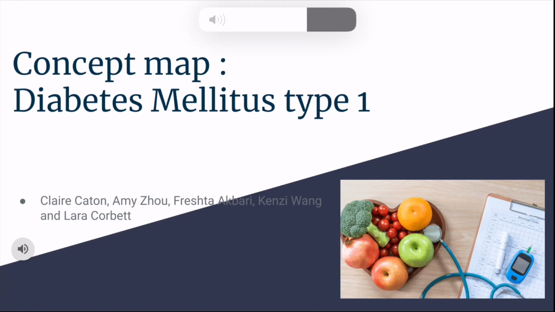Hi everyone, this presentation will focus on diabetes type 1, also known as diabetes mellitus type 1. This presentation was created by Claire, Amy, Freshta, Kenzie, and Lara. The presentation will go over the pathophysiology of type 1 diabetes, the risk factors involved, the signs and symptoms, the diagnostic testing, clinical and medication management of the disease, and the complications involved.